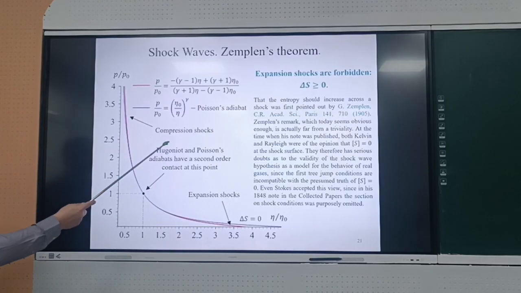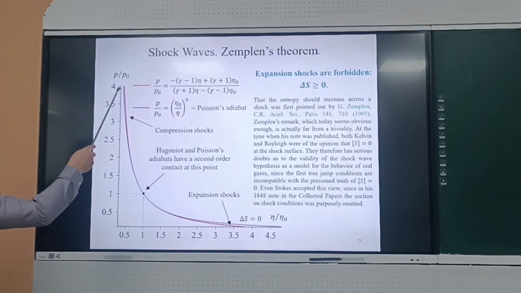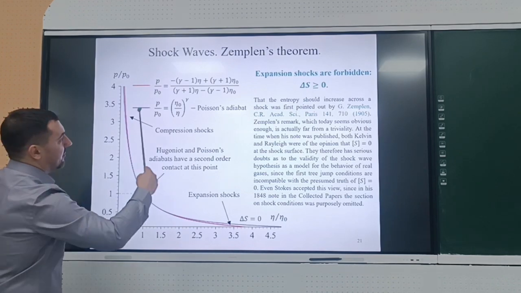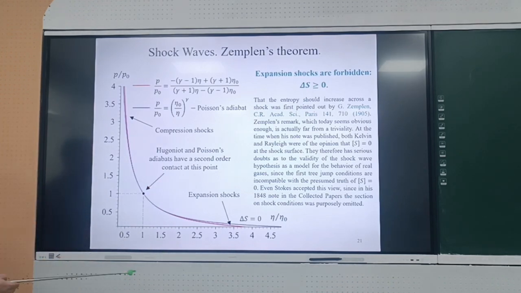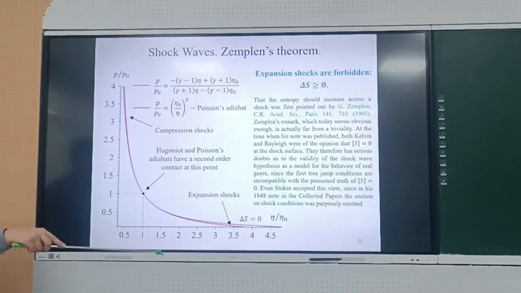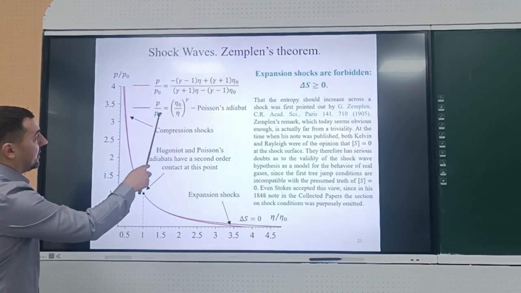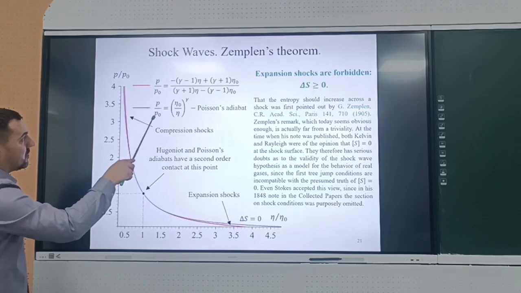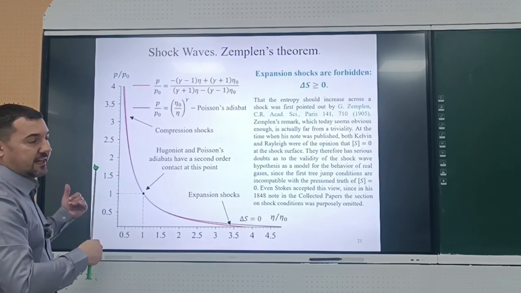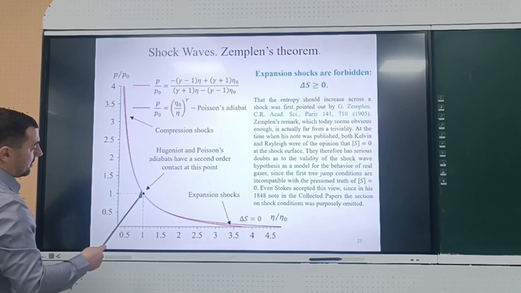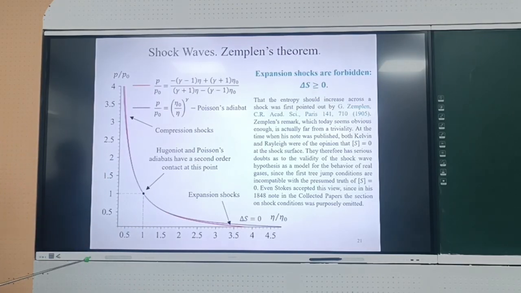So we have the Hugoniot adiabat, the red line, which is the same as previously. And we also add the Poisson adiabat, corresponding to the isentropic or adiabatic process. So it's the curve from school: P over rho to the gamma equals constant. This should be the same on one side and the other side of the shock wave, and we should also plot this Poisson adiabat.